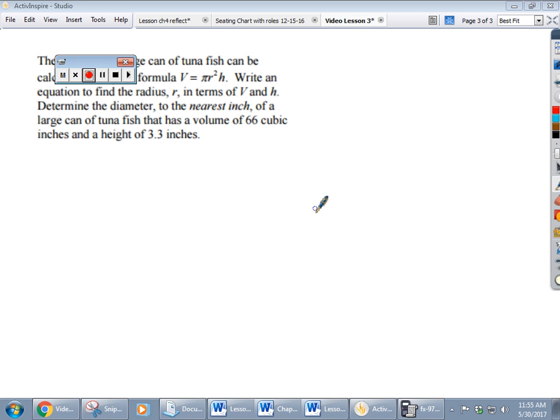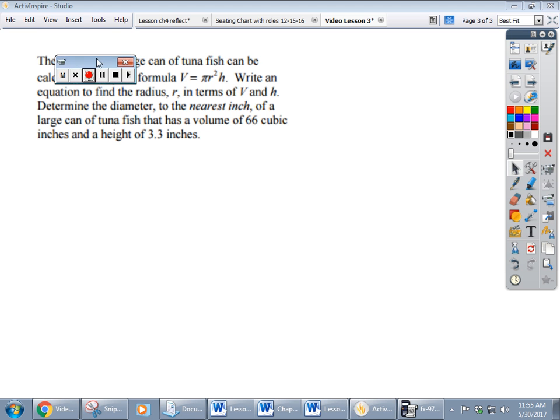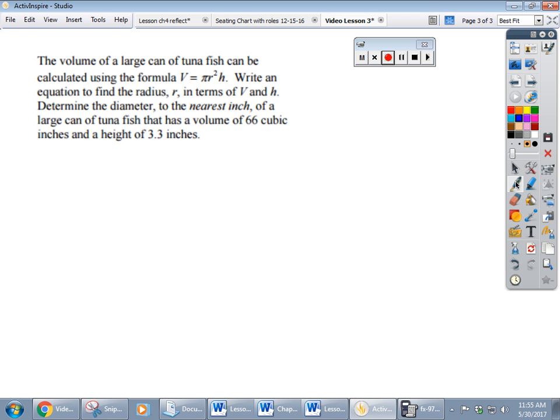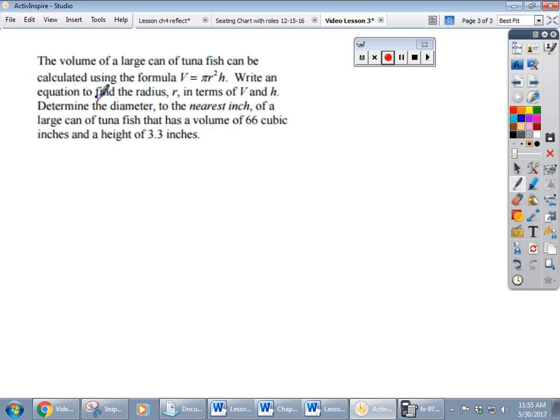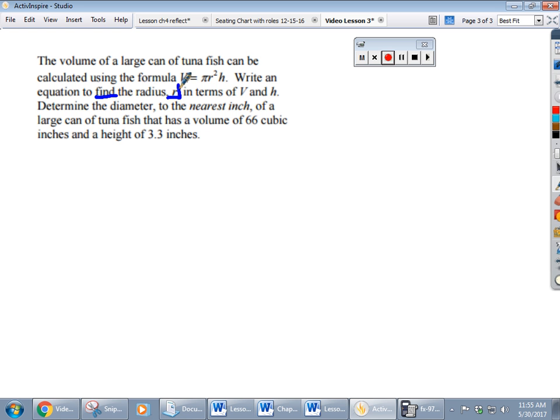Alright, so we're going to start with problem 3 here. The volume of a large can of tuna fish can be calculated using the formula V equals pi r squared times h. Write an equation to determine the radius r in terms of V and h. I'm not going to finish reading the rest of the problem because I want to take care of one aspect at a time. And this is telling me to find r.